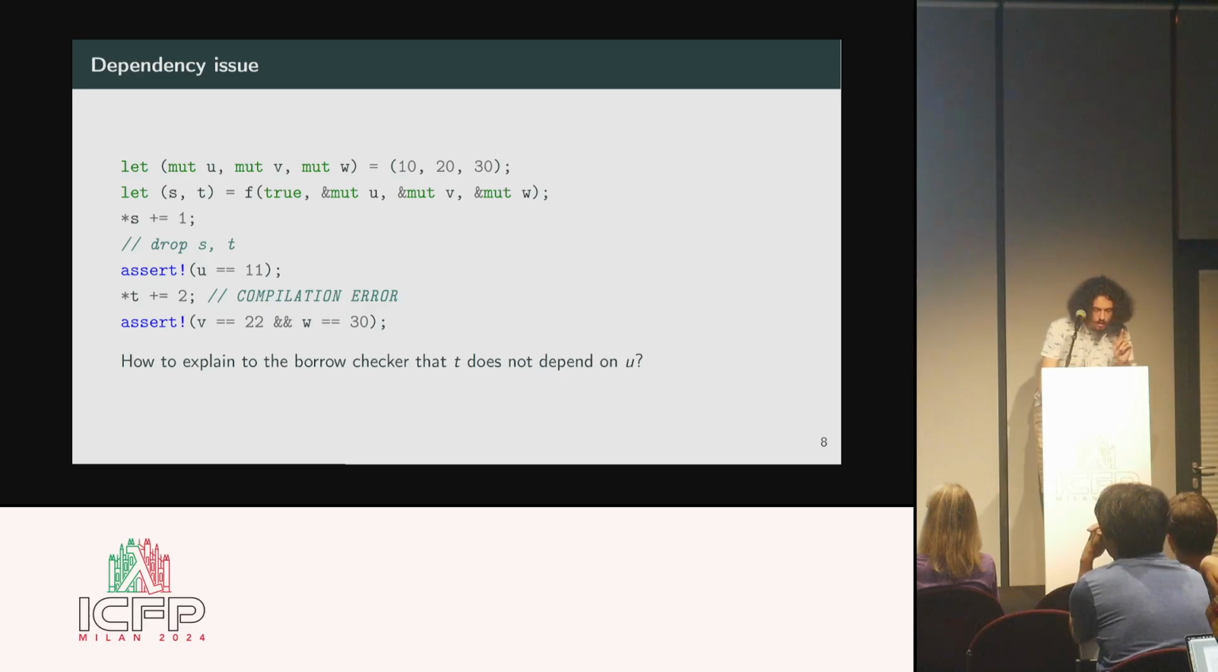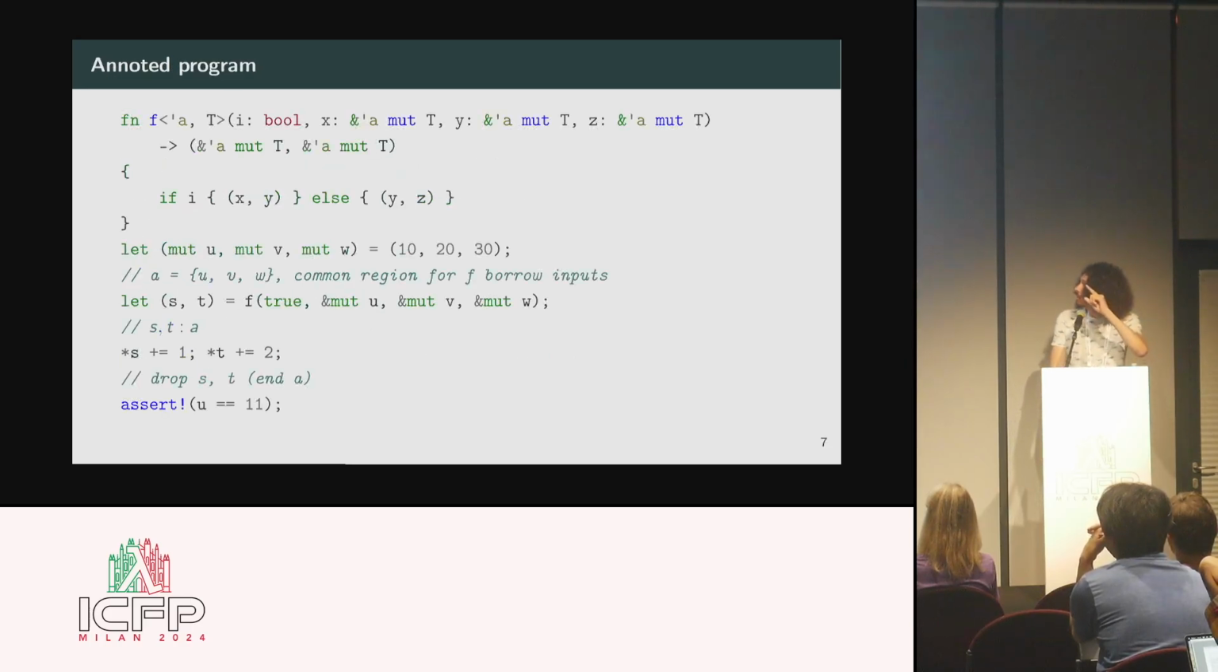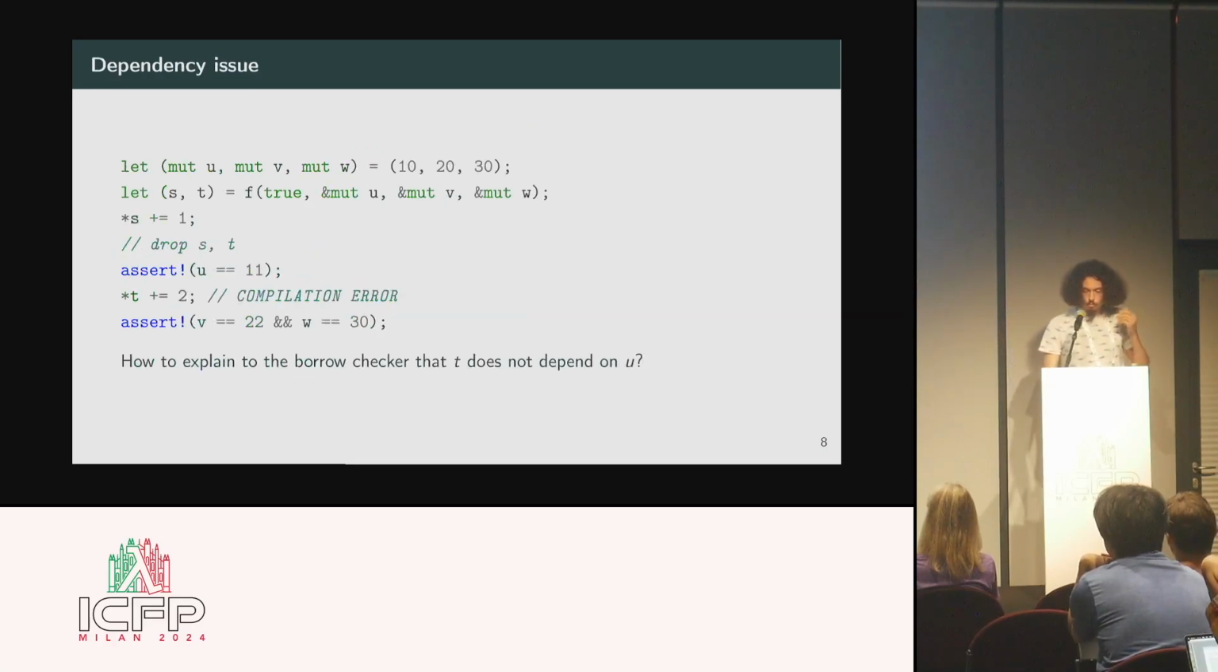But if we look back at our function, so if we look back at f, we see that its second output will never give us back the first borrow. It's either the second or the third borrow. So in fact, we know that the second borrow never aliases U. So we want this program to be able to compile. But for now, the borrow checker doesn't have enough information. So how do you explain to the Rust borrow checker that T does not depend on U?